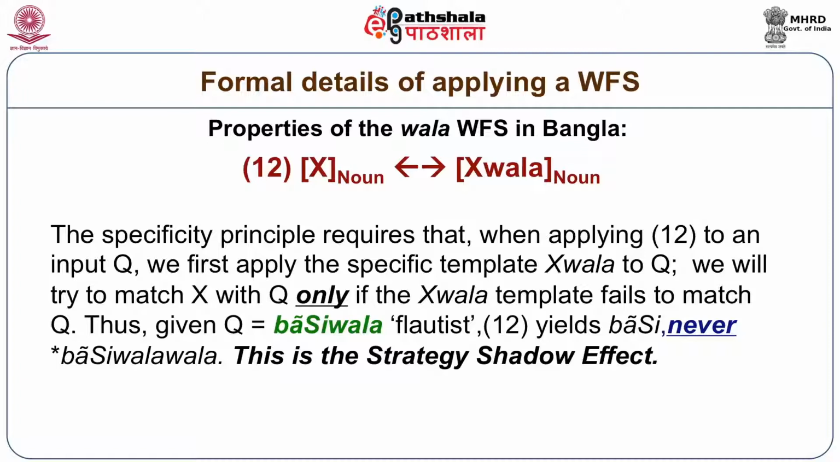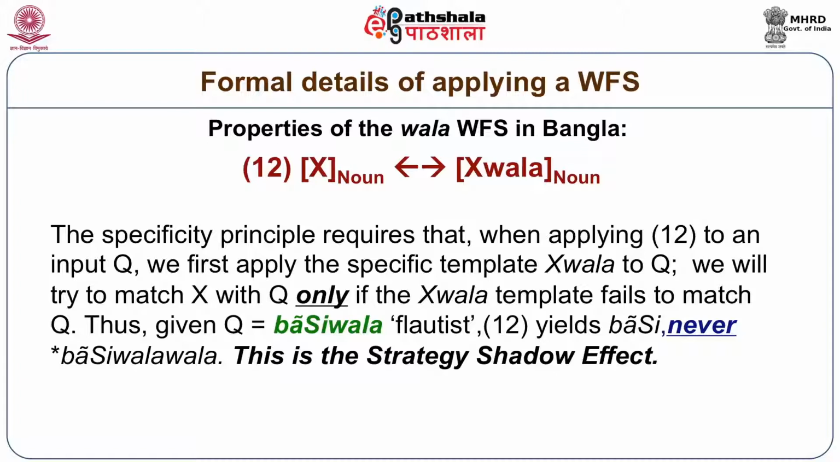You want to match X with Bashi, you want to match X-wala with Bashi-wala. Which one do you match first? Do you match X first or X wala first? Remember, it's a bidirectional arrow, it goes both ways. Which direction, which template are you going to look at first? On this issue, like on many others, linguistics gives us a fundamental principle. The principle is that specific takes priority over general.